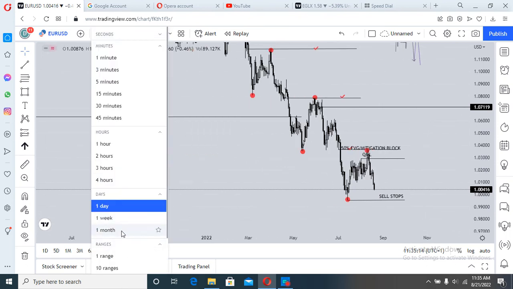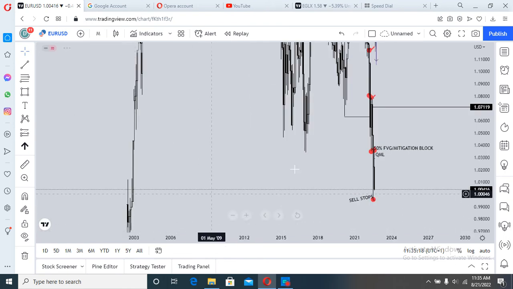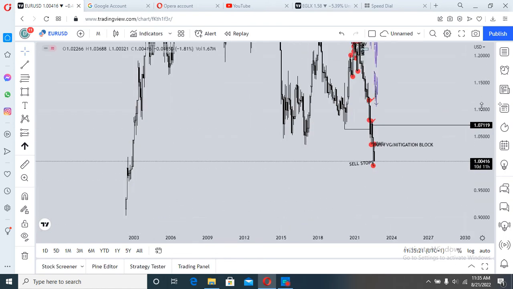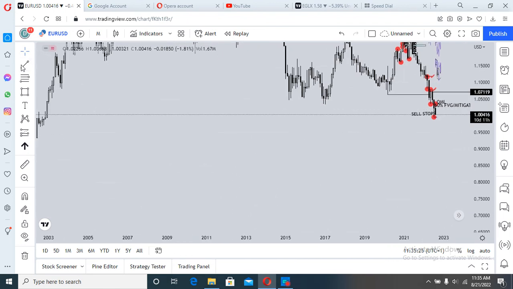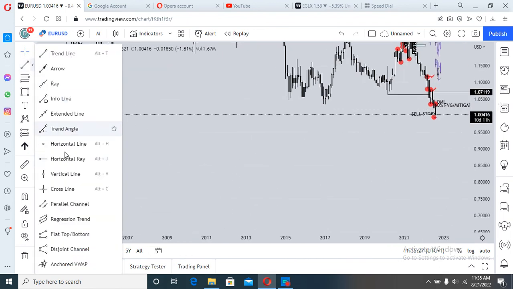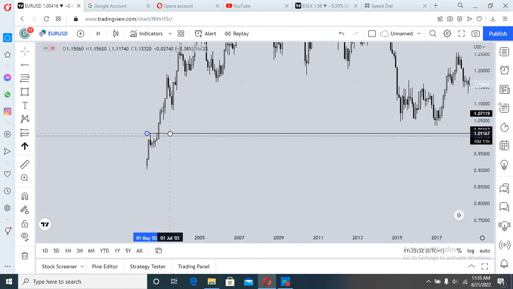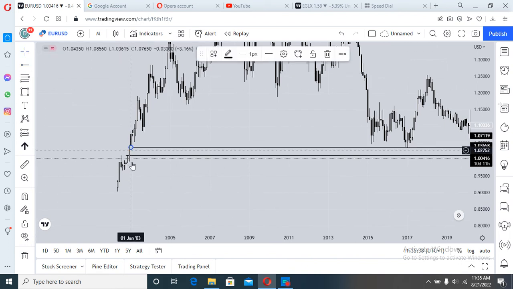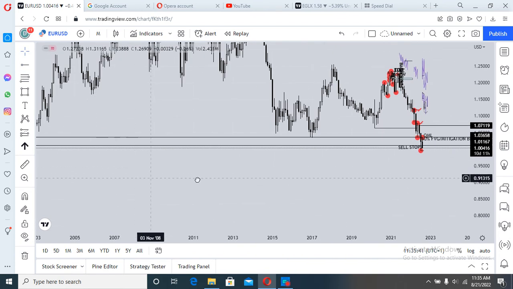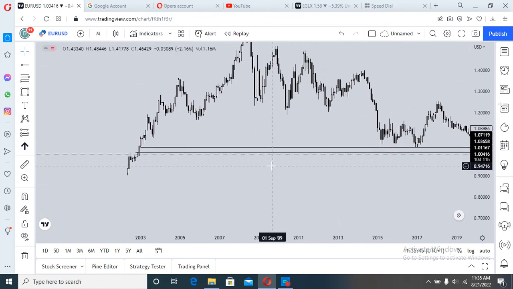So let's look at the monthly chart. On the monthly chart, we can see clearly that we have a backside imbalance right here. So traders that trade fair value gaps, I don't trade fair value gaps, to be honest with you. I might say that because I see every fair value gap has an imbalance that the price needs to fill up.